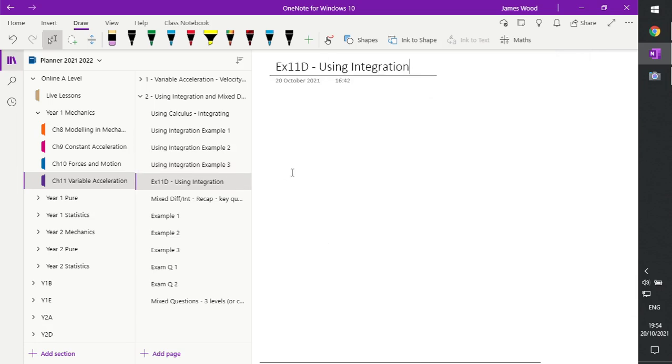Okay, you should now be able to have a go at exercise 11D if you want to, which is on using integration. But what we're going to go on to next is doing a mixture of some integrating and some differentiating. So if you wanted to leave exercise 11D and just do the ones of a mixture, then that's fine.